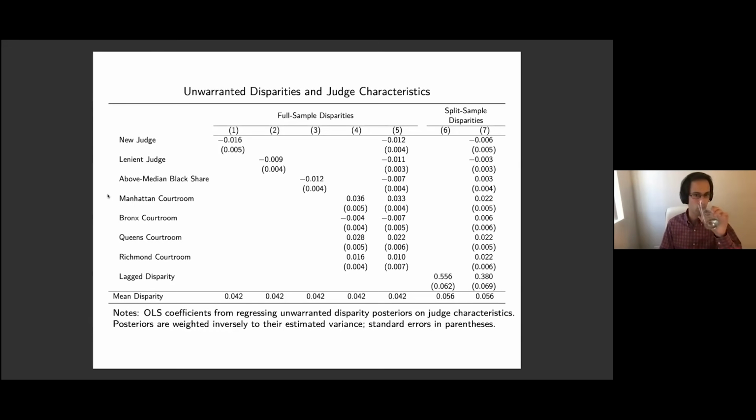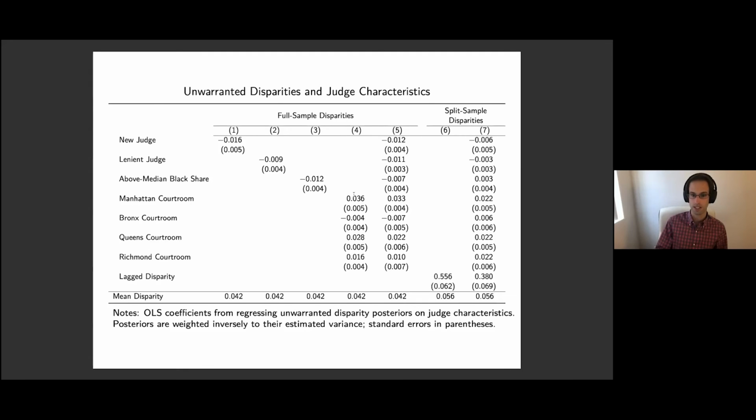So we can look at what may predict this variation across judges. We do not have that many judge characteristics. We only have characteristics that can be constructed from the sample. For example, does the judge come into our sample during the period? Is the judge lenient? Are they assigned different levels of black versus white defendants overall? And so newer judges are slightly less discriminatory. Lenient judges are slightly less discriminatory. Judges that are assigned above median black share of defendants are slightly less discriminatory.